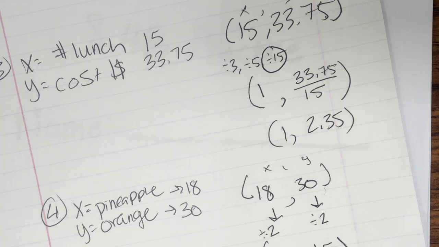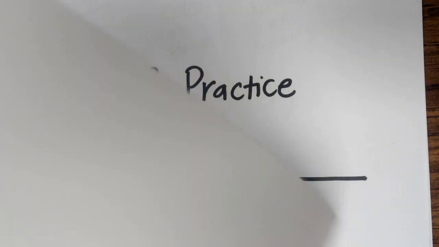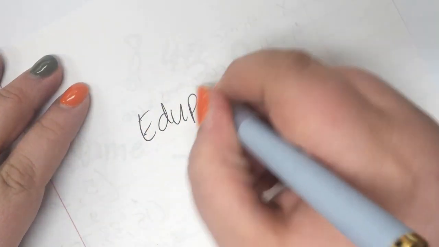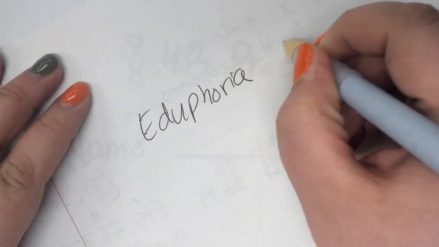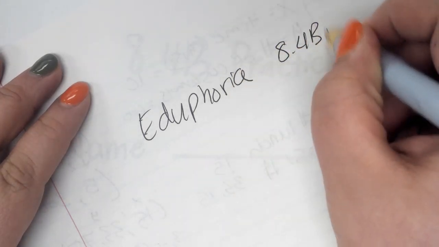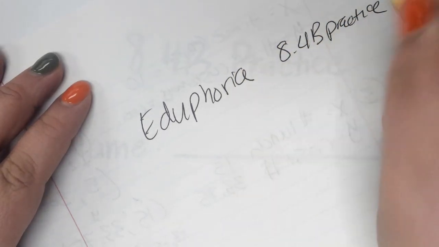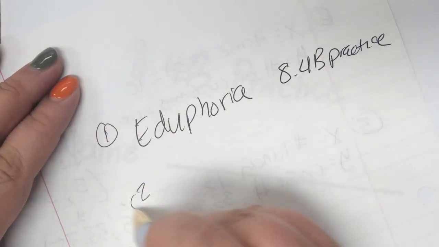Once you finish the assignment on Eduphoria, please do go back and do anything that is missing from Unit 4 because everything closes at midnight tonight and I will not reopen it. I won't reopen it for you. Do any missing work after this. So your priorities today are Eduphoria assignment, 8.4b practice, and then missing work.